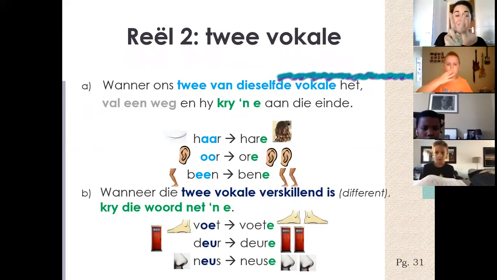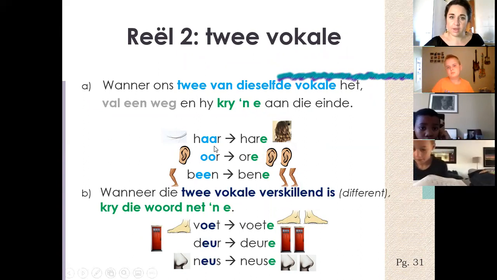Reël nummer 2. Now there's 2 parts to this rule. Wanneer ons 2 van dieselfde vokaal het, when we have 2 of the same vowel sounds, one falls away and we get an e. Look at the first word that says haar. Can you all see that? We have 2 of the same sounds, a and an a. So we take one away and we add an e.